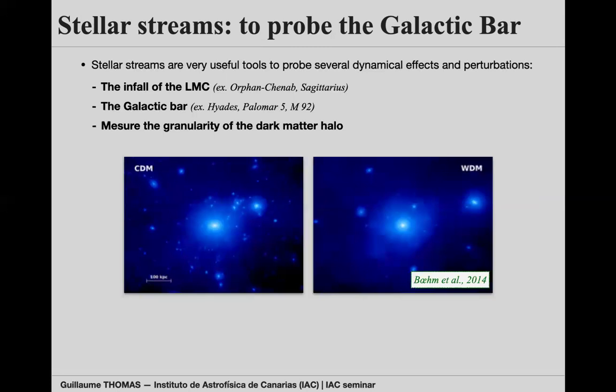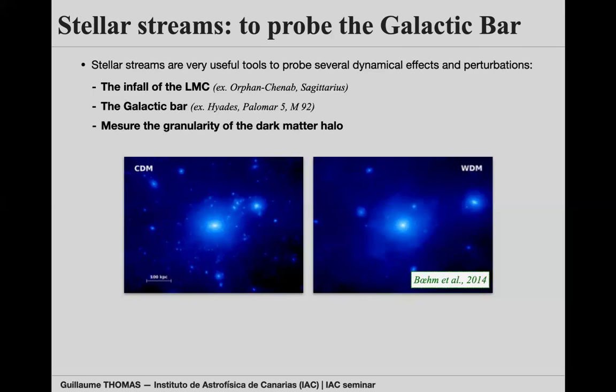Then another thing which is pretty interesting, and I think it's in the plan of many large-scale spectroscopic observations, is to measure the granularity of the halo. So the granularity of the halo is just to measure the number of dark matter subhalos that you have in the dark matter halo around the Milky Way, because your halo is not smooth, you have a lot of granularity inside, and this depends on the type of dark matter; you will have different levels of granularity. You see that with cold dark matter, you can have a compression at every scale. It's a linear scale factor.